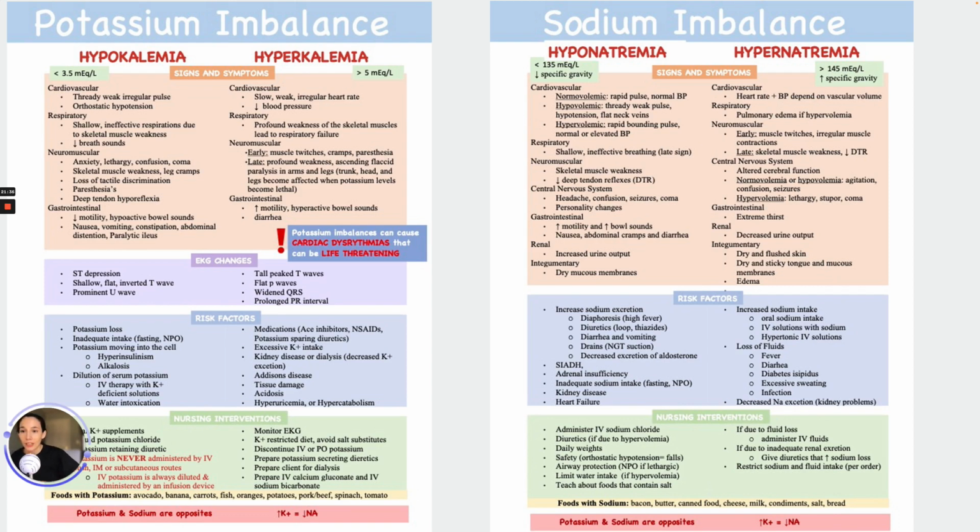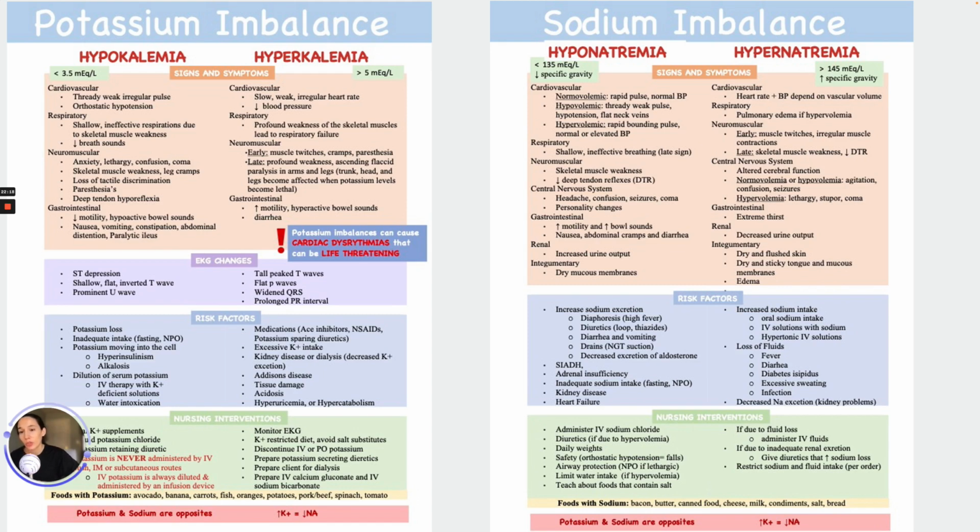You'll see tall peaked T waves on an EKG, as well as a flat P wave, widened QRS, prolonged PR interval. Risk factors include medications like ACE inhibitors, NSAIDs, or potassium-sparing diuretics, excessive potassium intake, kidney disease or dialysis because of decreased potassium excretion, Addison's disease, tissue damage, acidosis, hypercatabolism. Nursing interventions, we're going to monitor EKGs.